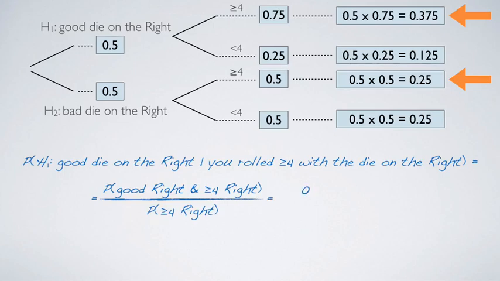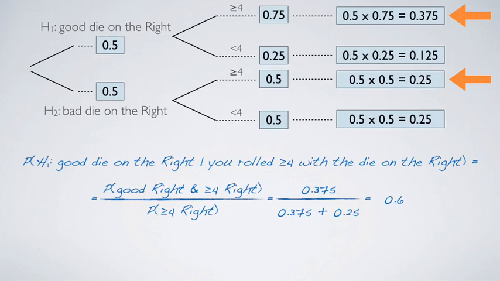The joint probability is the probability that we're grabbing from the first branch, the 37.5%, and the marginal probability of rolling a number greater than or equal to 4 is going to be simply the 0.375 plus the 0.25. You may be rolling a number greater than or equal to 4 with the die on the right hand because it was the good die or because it was the bad die. And because we're saying or for these two disjoint outcomes, we add the two probabilities. The result comes out to be 60%.